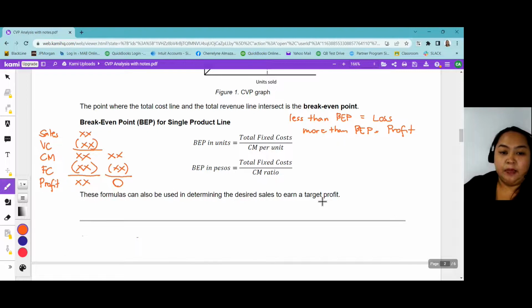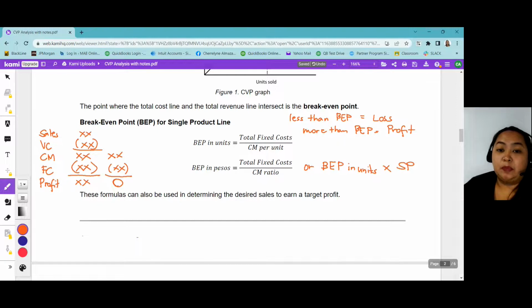para ma-compute natin kung ilan yung break-even point in units natin. If in case naman kailangan nating i-compute is break-even point in pesos, you have to divide your total fixed cost by the CM ratio, which is your CM divided by sales. Or, other alternative for break-even point in pesos is your break-even point in units multiplied by your selling price. Okay? So, yan yung alternative option na meron tayo.